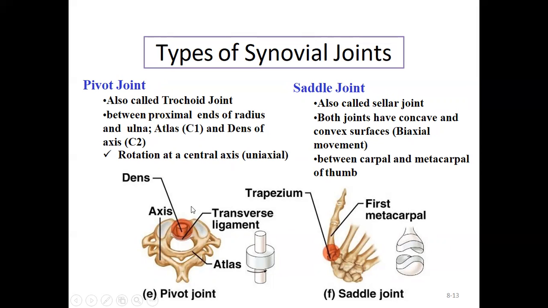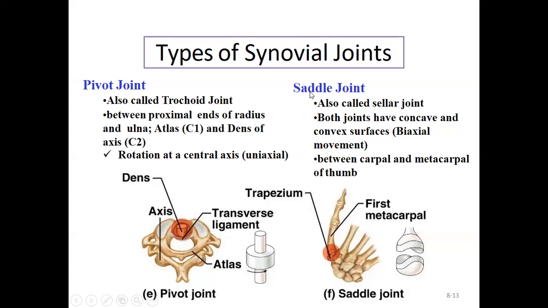All right. So the reason why you can turn your head the way you do, in part, is because this atlas, this C1, the first cervical vertebra, sits on the axis that has a dens, C2. These two sit on top of one another so that this can rotate your head. All right, so that is a pivot joint.